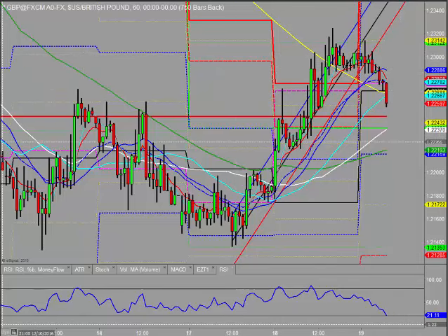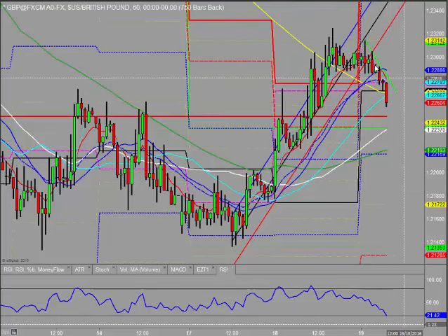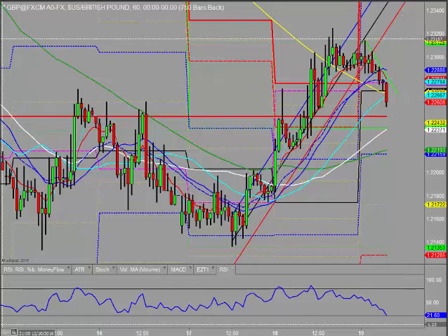I haven't really got an entry for the long side. There is a very steep trend line running across here that perhaps if we see that broken to the upside, it would give us more opportunities to see, well, perhaps a move back up that way. But at the moment, erring south side maybe towards that 60-50.